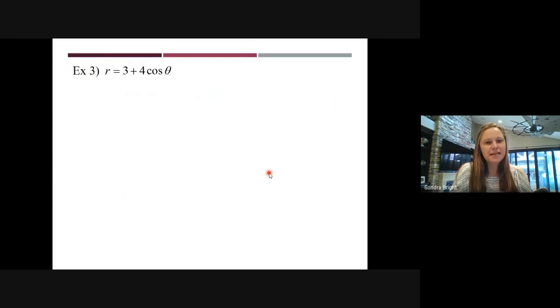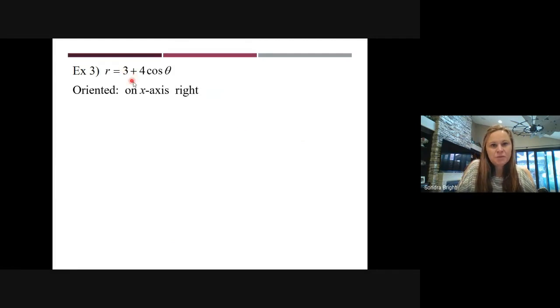Let's do some examples. 3 plus 4 cosine theta. It's cosine, so it's oriented on the x-axis. The plus sign in between the two values is what's going to tell you it's oriented to the right. The shape: 3, 4. 3 is smaller than 4. That's your little small friend, your little niece or nephew. You can loop-de-loop, so it'll be a looped limacon.